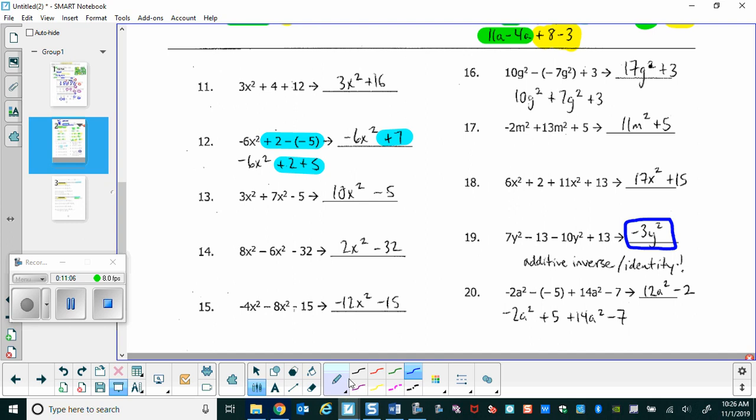And for number 20, the only thing I wanted to point out right here was that this minus negative is where I got the +5 here. And the -2a squared plus 14a squared is 12a squared. And here when you do 5 minus 7, since 5 minus 7 is a negative number, that's why we have a negative constant here. So that takes care of 11 and 12.